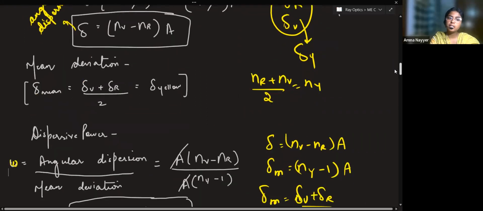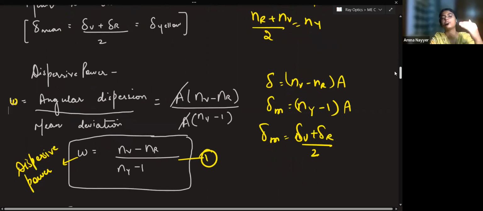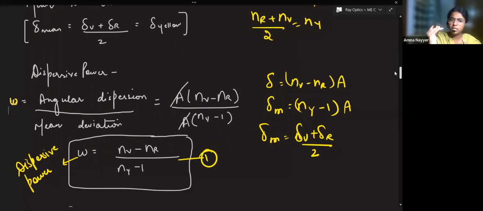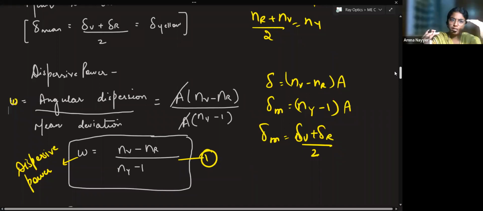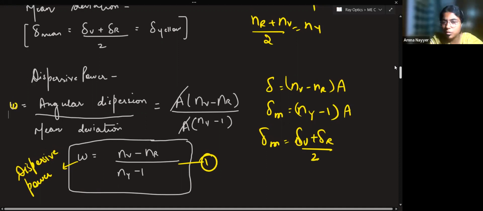Fine. And dispersive power is basically the ratio of angular dispersion and mean deviation. Angular dispersion is what we have studied, and mean deviation is what I've just told you. Angular dispersion is simply the difference, mean deviation is the average, so their ratio gives you the dispersive power. Clear? Write down these points, we'll do numericals on this.